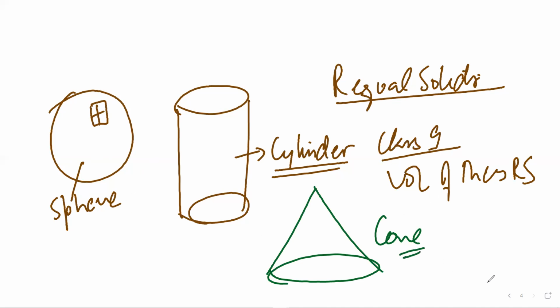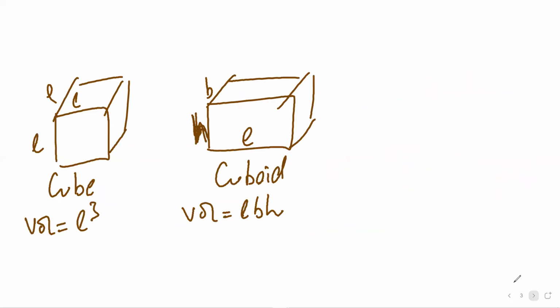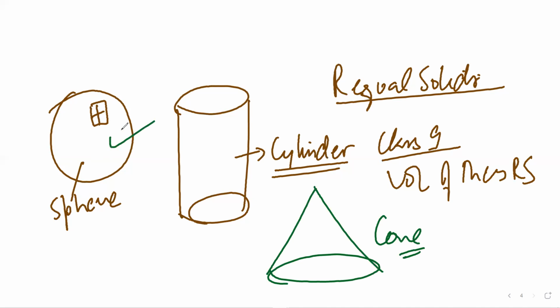Once you have the volume of these, these formulas would remain the same. Only the volume would be dependent upon whatever you are using. Are you using a sphere? Are you using a cylinder? Or are you using a cone? Is it clear? Yes, sir.